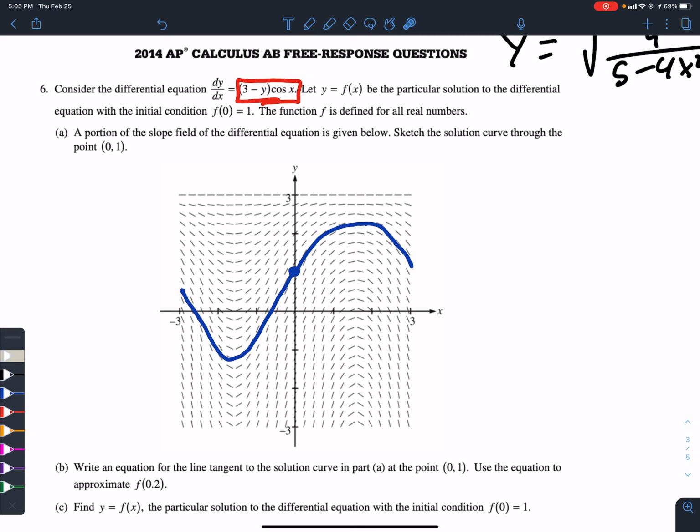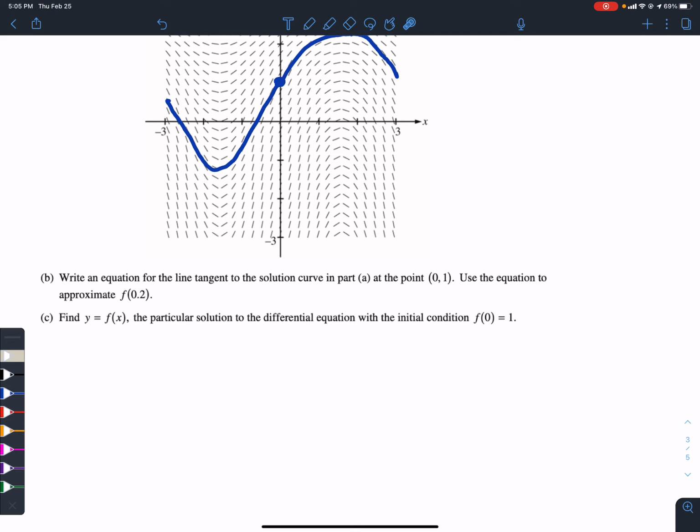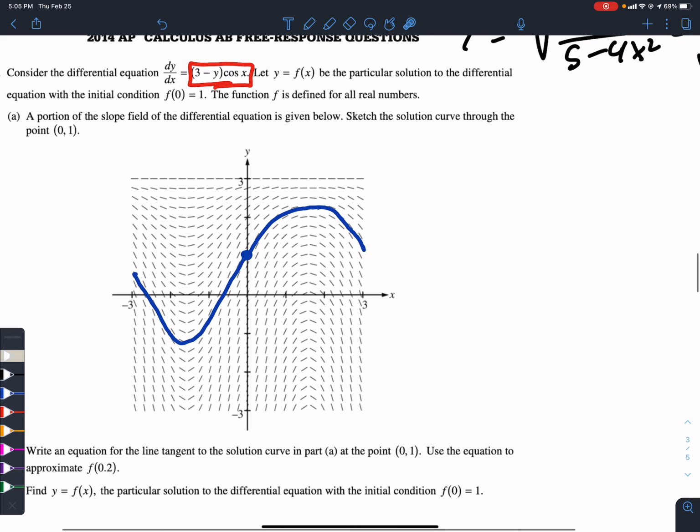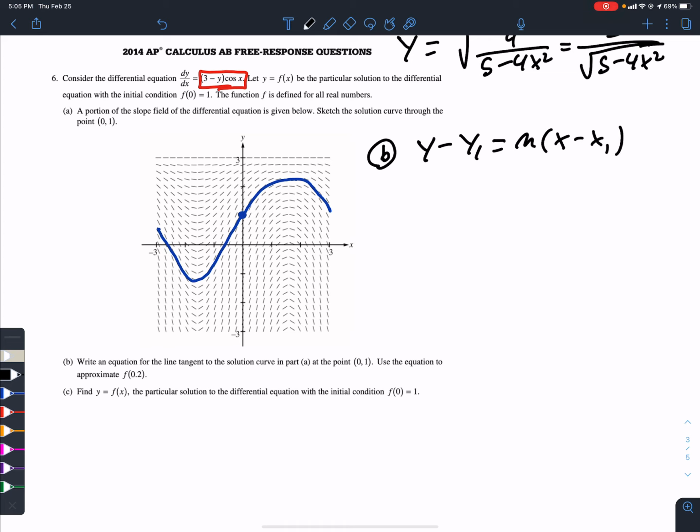Part B. Write the equation of the tangent line to the solution curve and use this equation to approximate f at point 2. So part B, I'm going to do right here. A quick tangent line again, okay? You should immediately do that. Now, do we know the point of tangency? They tell us (0, 1), so we're going to plug those in here.